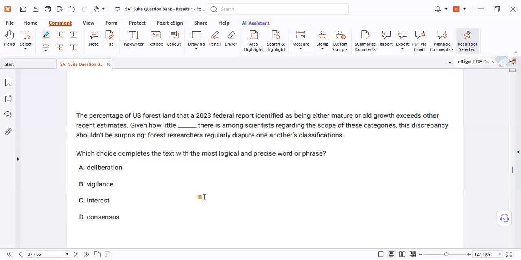Let's revise it from the beginning and find a little bit of evidence. Percentage of US forest land that a 2023 federal report identified as being either mature or old growth. The percentage exceeds, subject, verb, phrases, clauses. So exceeds what? Other recent estimates. Exceeds means more than. Given how little, how little what? There is among scientists concerning the scope of these categories. So the scientists show what? Show little what? Deliberation, vigilance, trust, consensus of these categories. This discrepancy shouldn't be surprising.